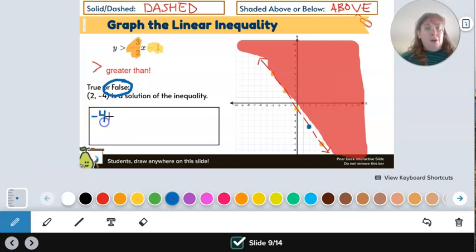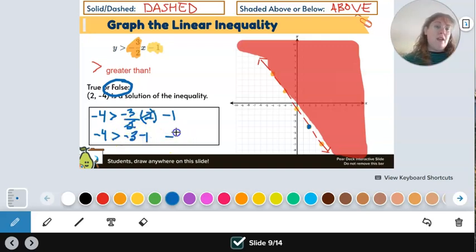So if we plug in -4 for y and 2 for x, we get -4 is greater than. The denominator and the numerator of 2's cancel, so we just have -3 minus 1. And that means -4 is greater than -4, which is false. -4 is equal to -4. It's not bigger than -4. So that would be false. Again, because it's a dashed line, if it's on the line, it is not a solution. So when you're ready, push ahead to slide 10.